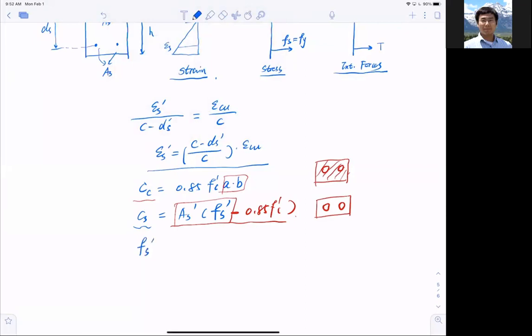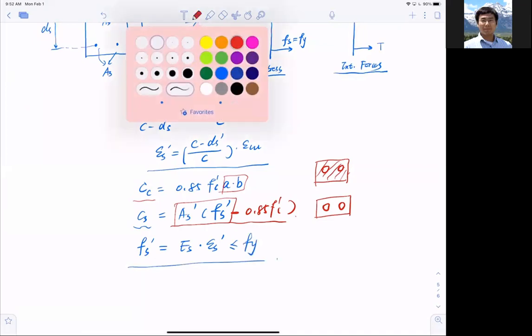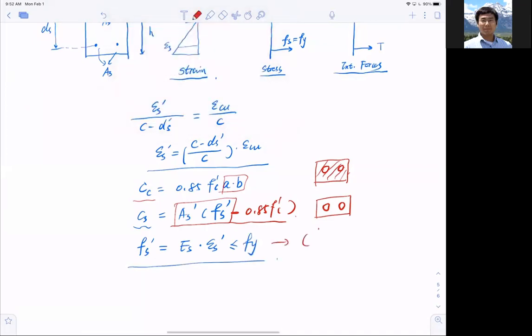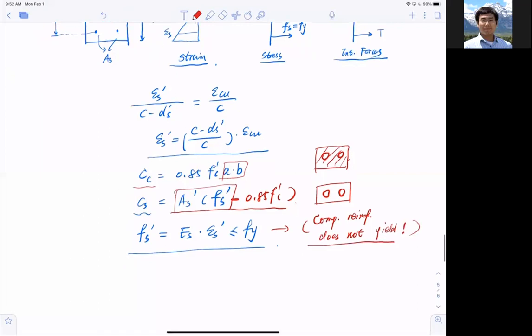But now Fs prime, which is the compressive stress in the top reinforcement, equals Es, the modulus of steel, multiplied by epsilon s prime. That is another thing you have to remember. This has to be learned. So this has to be less than Fy, meaning the compressive reinforcement does not yield. So the tensile reinforcement yields, but the compressive reinforcement does not yield.